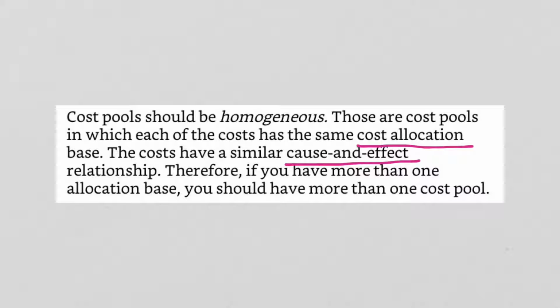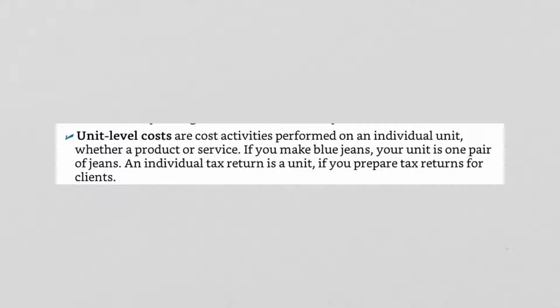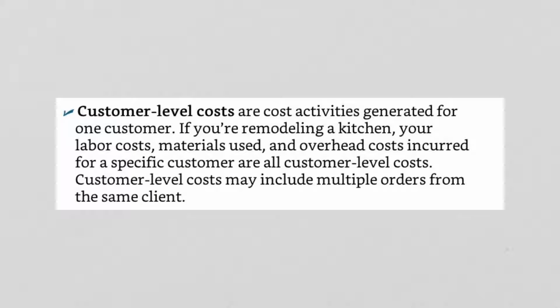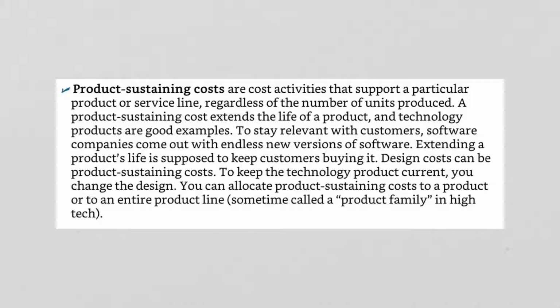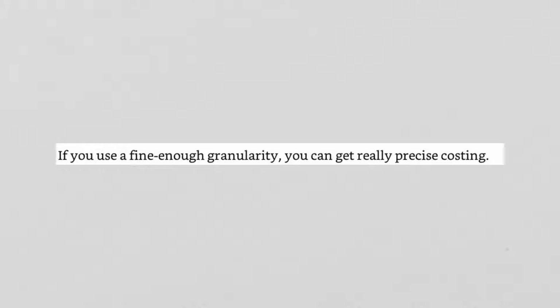Here's the language. So if you have more than one allocation base, you're definitely going to have more than one cost pool. Then they have costing hierarchy. We talked about this yesterday in our in-class example. Unit level costs. The textbook does a good job with this. Batch level costs, customer level costs, product sustaining costs, facility sustaining costs. Make sure you follow the definition of those.